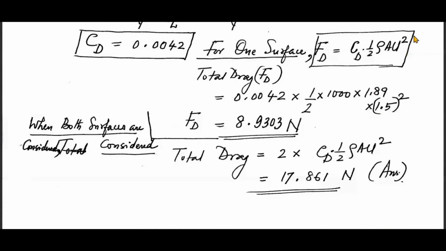Then U square, that is the velocity of the plate here, 1.5 meter per second, squared. So you'll get FD as 8.930 if you consider one surface. So that is the drag on the plate when you consider one surface, say the top surface. If both surfaces are considered, the total drag will be twice that, because the area will be doubled. That's all. So 2 into this 8.9303, you'll get 17.861 Newton. So this is the answer to the question.